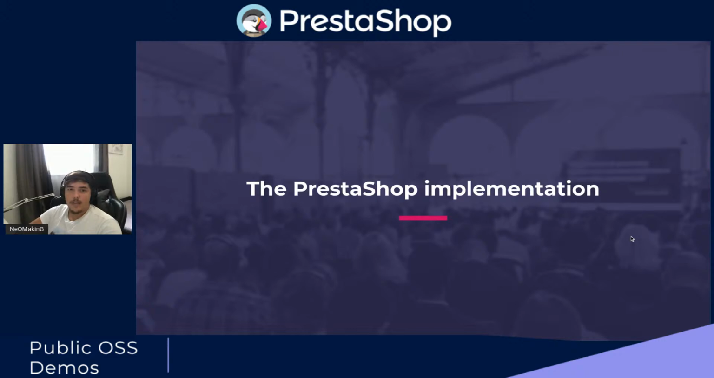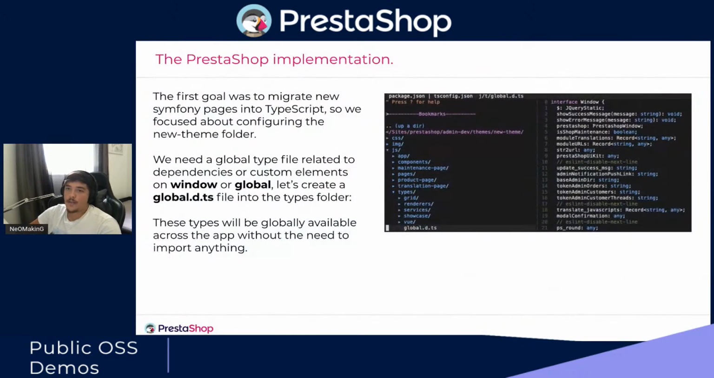How did we implement TypeScript on the PrestaShop project? First, we have a lot of attributes inside the window object and global objects related to external libraries or even internal libraries. So we needed a global window interface in order to type every attribute of the window object we added, such as jQuery, for example, or toast messages like show success message. The PrestaShop object is a good example too, because we have a lot of things inside this object and we needed to type it. And all these types inside the global.d.ts file are available globally in the project.